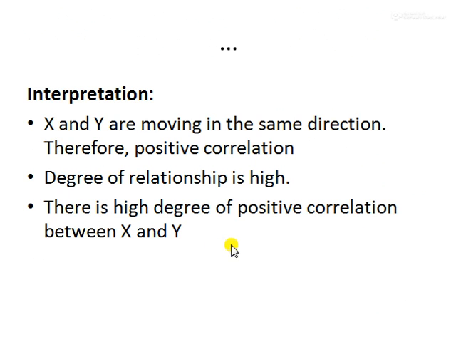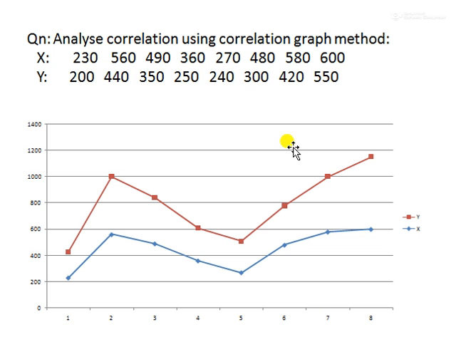Let us see the interpretation. x and y are moving in the same direction, therefore positive correlation. Degree of relationship is high, therefore there is a high degree of positive correlation between x and y. Then let us see another question. Analyze correlation using the correlation graph method. These are the values of the x variable and these are the y variable values.